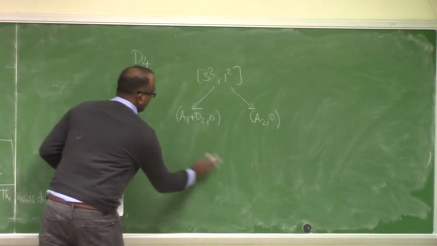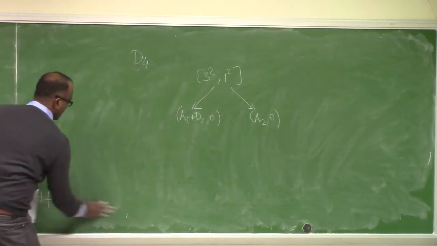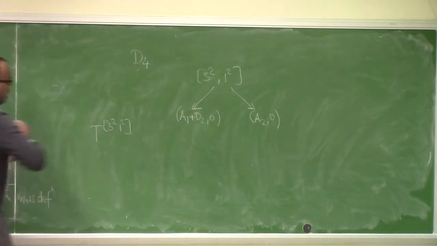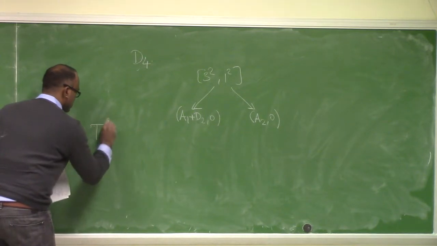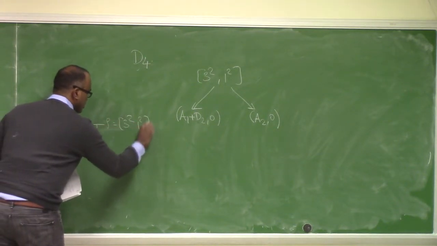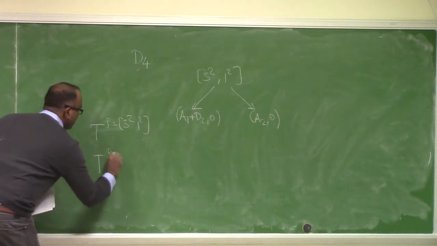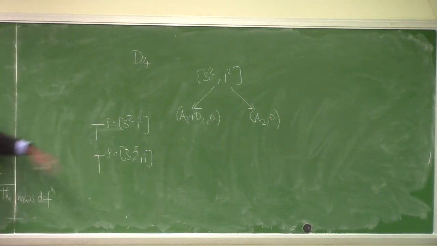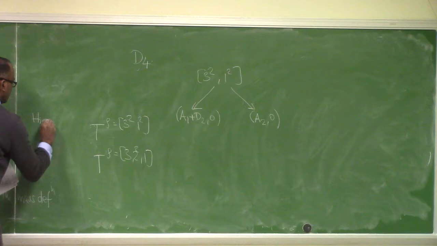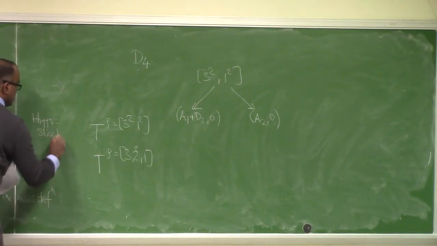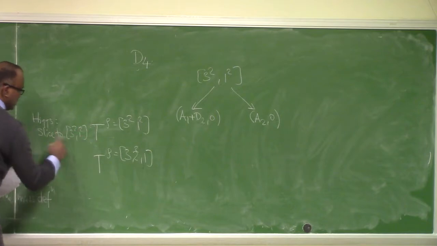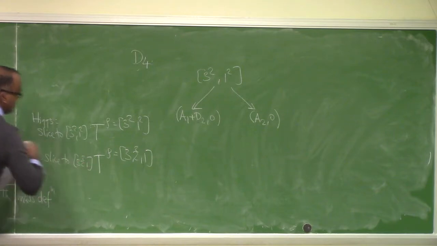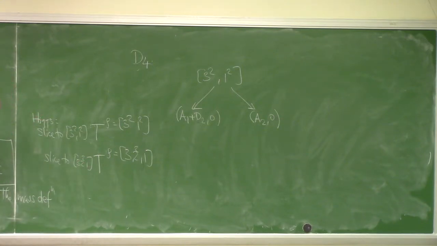It turns out this happens because there are actually 2 T rho theories. One of them corresponds to rho being 3 squared, 1 squared, and the other corresponds to rho being 3, 2 squared, 1. There are these 2 theories. The Higgs branch of this is the slice to this orbit. The Higgs branch of this guy is the slice to 3, 2 squared, 1. I always mean the slice intersected with a nilpotent cone.